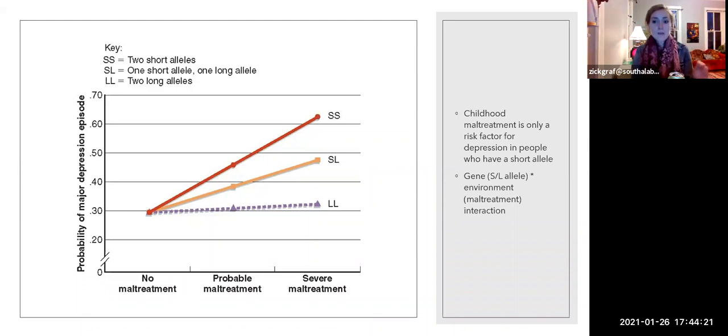So this is an example of a gene, in this case, the short or long serotonin transporter allele, by environment, in this case, childhood maltreatment interaction. The effect of the environment on psychopathology depends on the person's genotype.